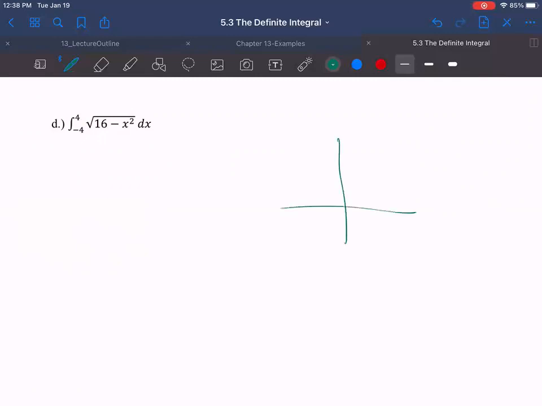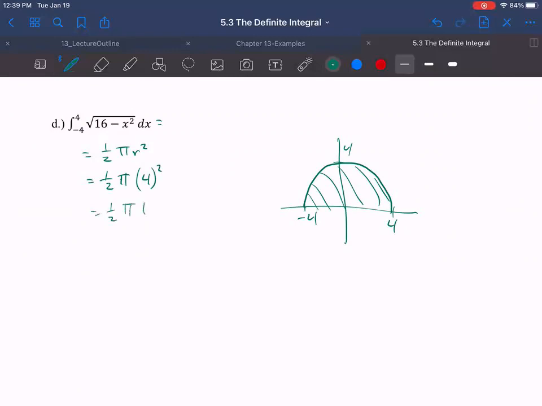So what we have here is a circle. What's the radius? 4. So this is -4, out to 4, up to 4. That's what we have right here, right? That's the area we want. So this integral is what? Half of the area of our circle. So it's 1/2 pi times 4 squared, 1/2 pi times 16, which is just 8 pi.